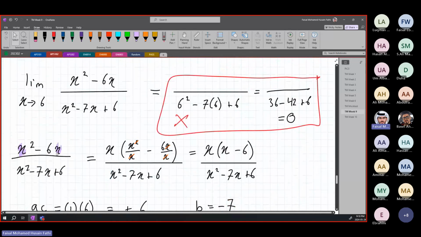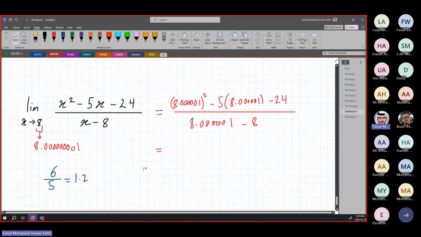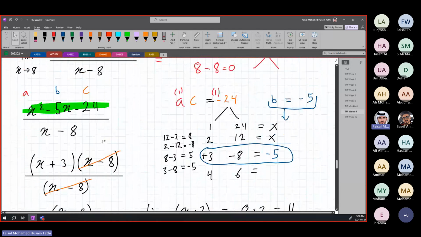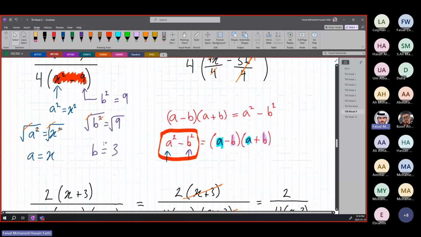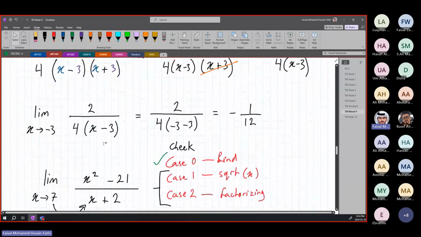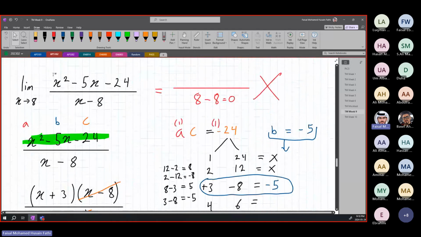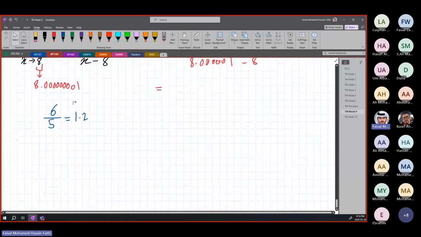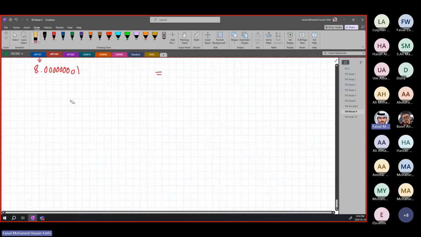Oh, it's the limit. Oh, wait, which equation am I doing? The answer wasn't 6 over 5. It was something else. The answer here was 8 plus 3, which was 11. This was our answer, not 6 over 5. That was a different question. So the answer is 11.